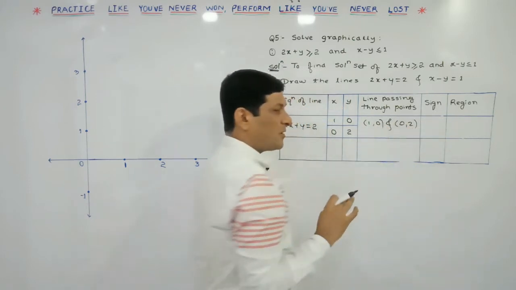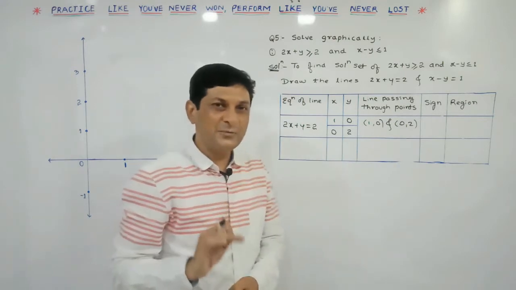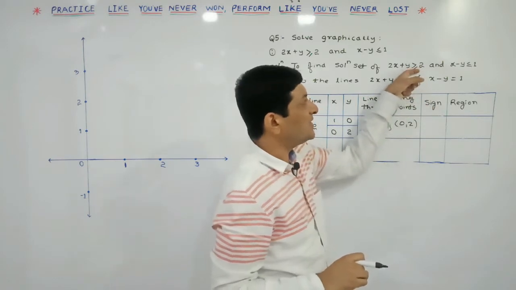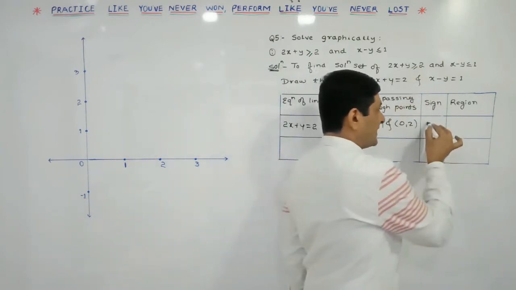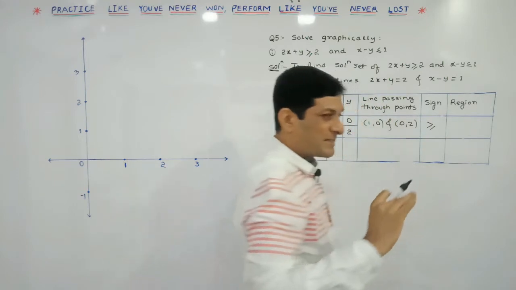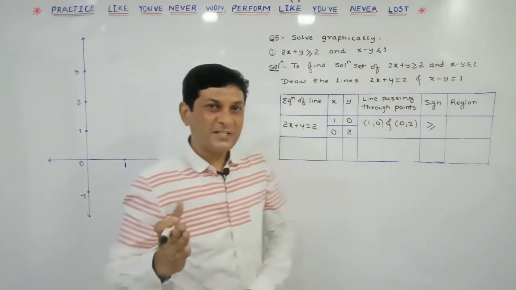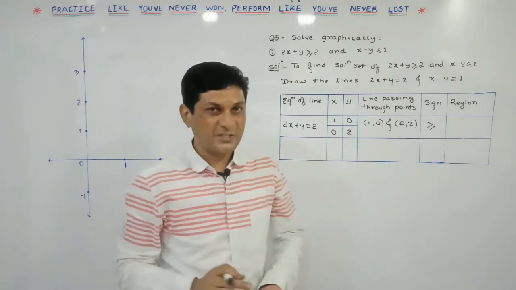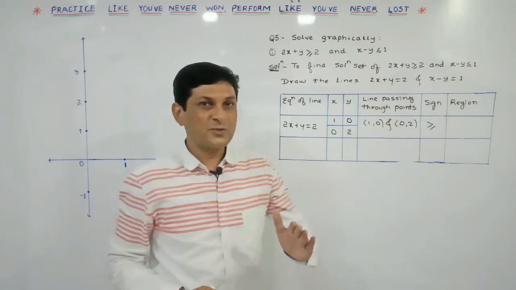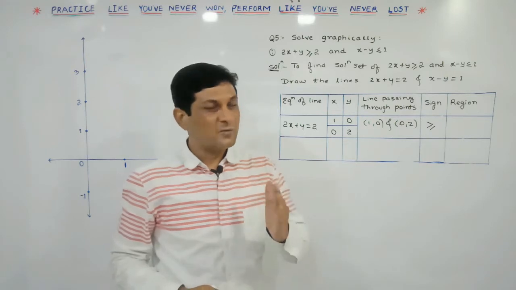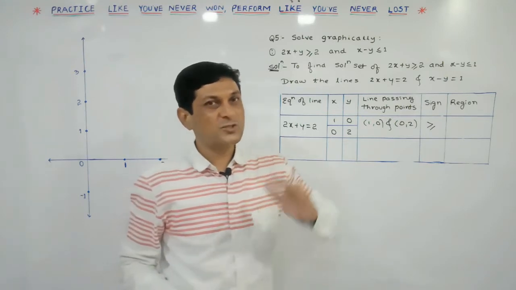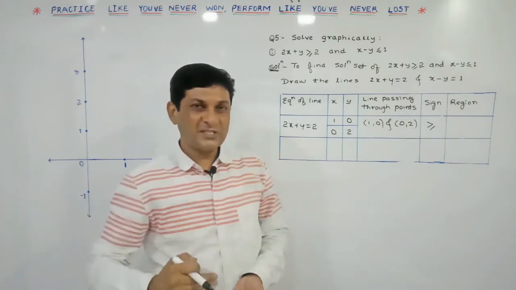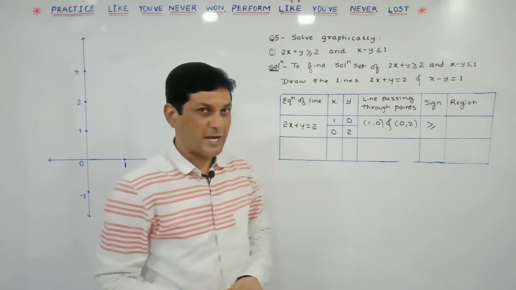Once the coordinates of 2 points on the line are known to us, we can easily draw the line. Now observe the sign. Which sign is used here? Greater than or equal to. Remember that less than or equal to always represents the origin side and greater than or equal to always represents the non-origin side. It means if the line does not pass through the origin, then for that line one side is the origin part and one side is the non-origin part. The line divides the plane in two parts: one part is the origin side part, one part is the non-origin side part.